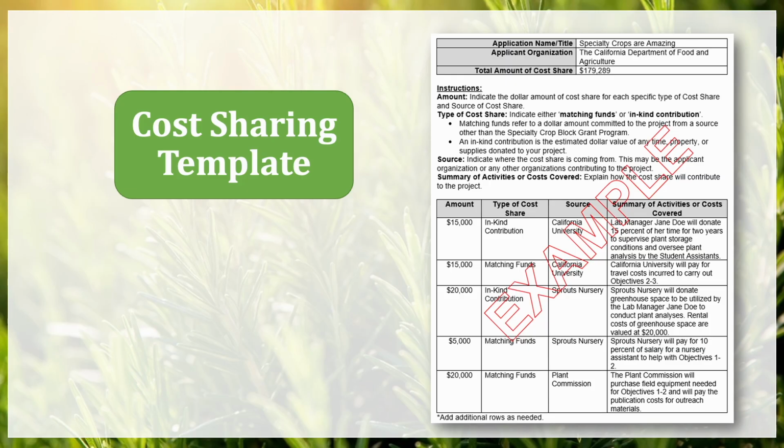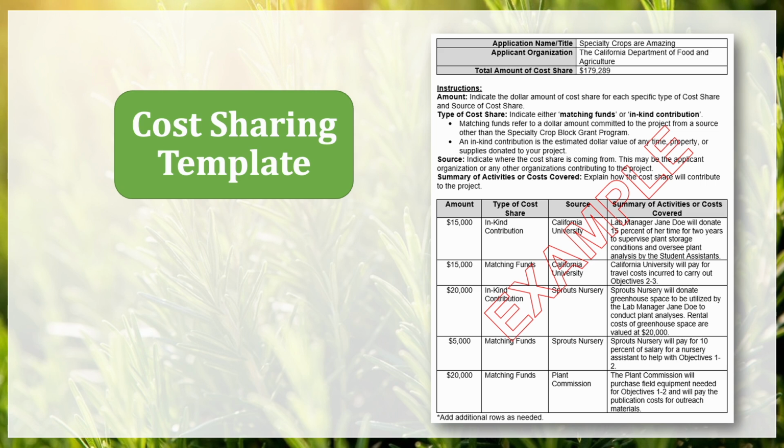This is an example of a completed cost sharing template. At the top of the template is the application name, title, applicant organization, and the total amount of cost share committed to the project. The document is broken down into 4 columns: amount, type of cost share, source, and summary of activities or costs covered with cost share.